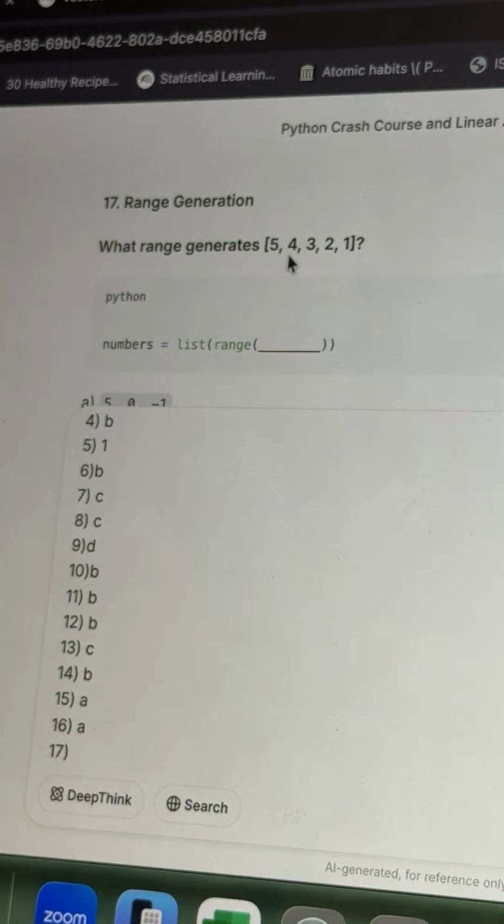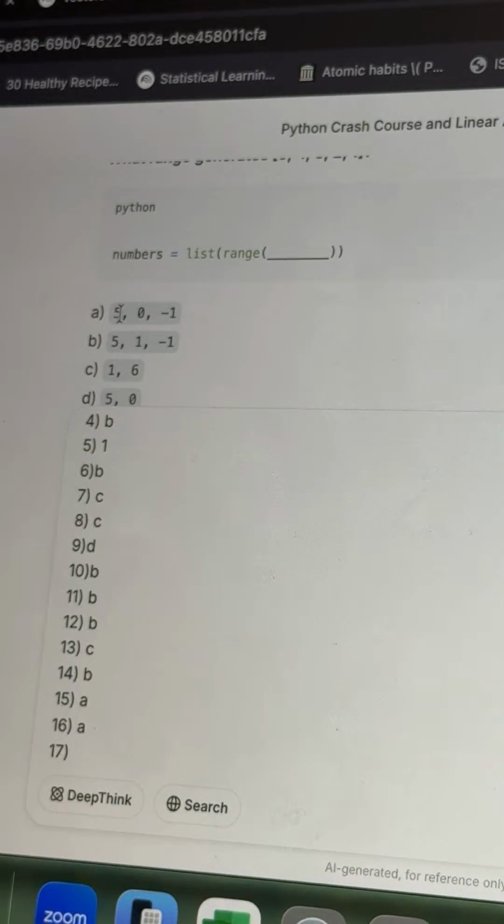Range generation. What range generates 5, 4, 3, 2, 1? Um, it would start at 5 and end at 0, right?